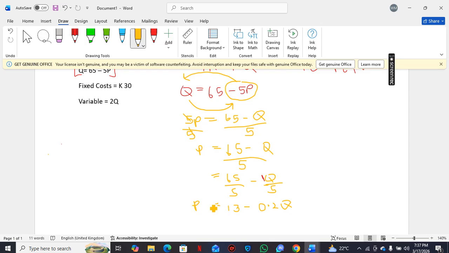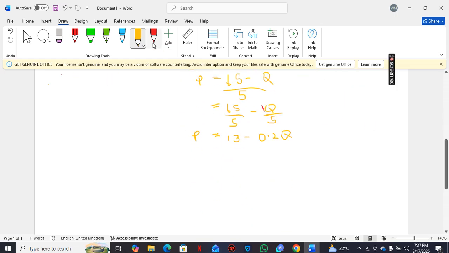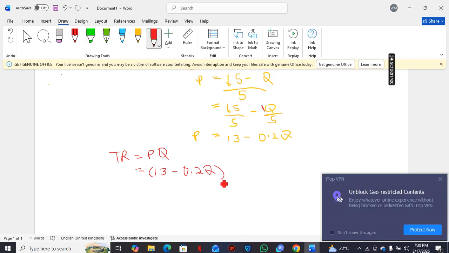Okay. So now we can go and find our total revenue function. Remember, total revenue is P times Q. So you're going to say TR equals price times quantity. So P equals 13 minus 0.2Q, multiplied by Q. As I said, this Q here, leave it as it is.